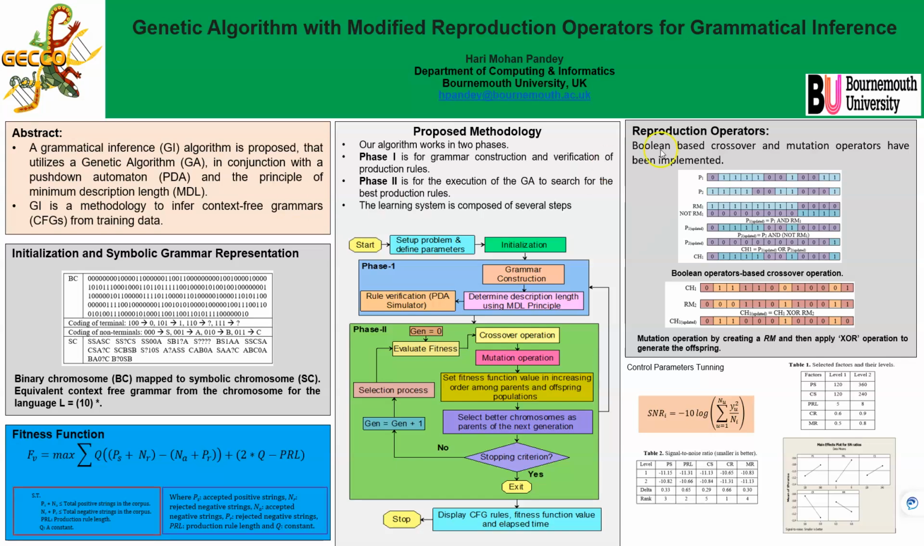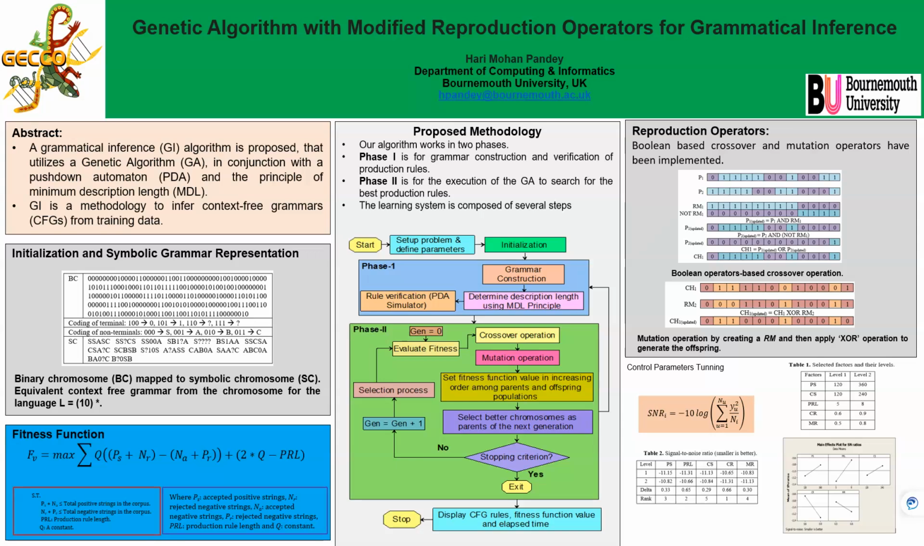The proposed methodology is given here, where you can see our methodology is divided into two phases. Phase one is basically construction of grammar and verification of production rules. On the other hand, in phase two, I'm implementing our genetic algorithm for grammatical inference, and at the end of both phases we will get a context-free grammar with a fitness function value. And in order to implement this methodology, there are several steps we need to complete for grammatical inference as well as for the genetic algorithm.